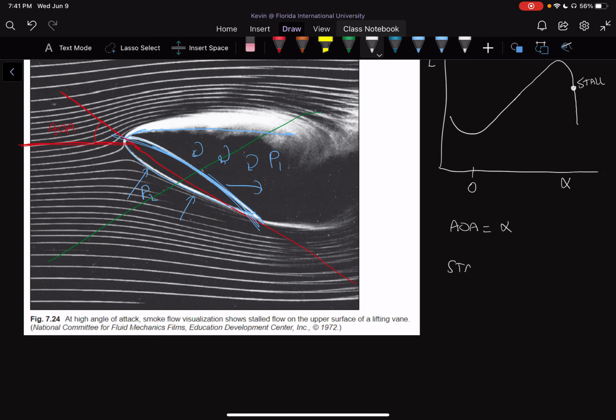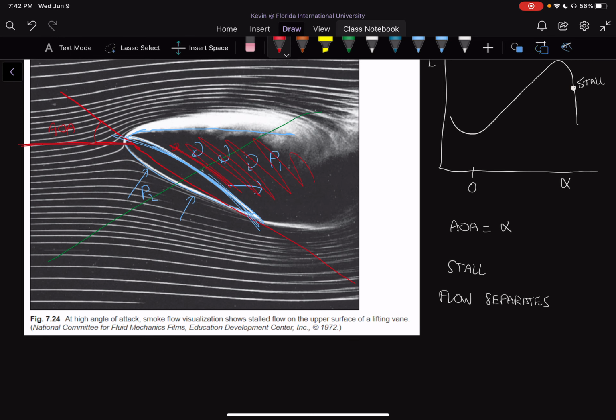And the reason we have stall is because our flow separates from the wing. If flow separates from the wing, we have very little speed here. We have very little velocity here. In this whole area, we have very little velocity. If we have very little velocity, it means the pressure increases. And that means that our wing is no longer lifting, essentially. Okay, so it's a pretty interesting concept.